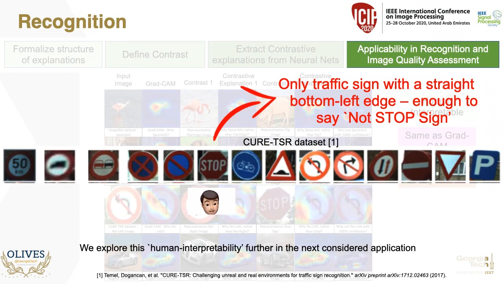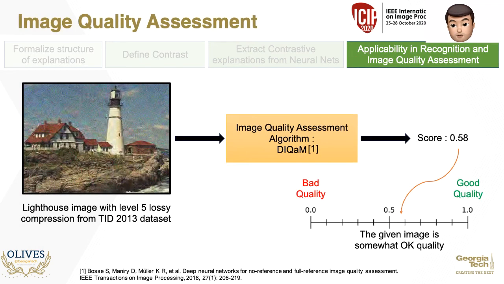In fact, we explore the benefits of contrastive explanations further in the next application, image quality assessment or IQA. IQA is the objective assessment of the subjective quality of an image. Consider the distorted image shown above. Putting it through an IQA algorithm, the quality score of the image turns out to be 0.58.